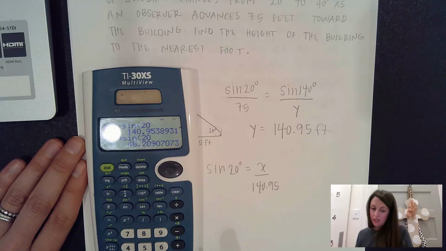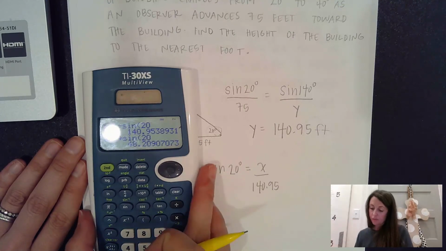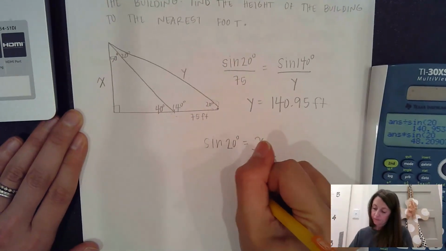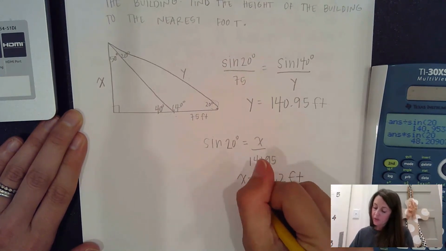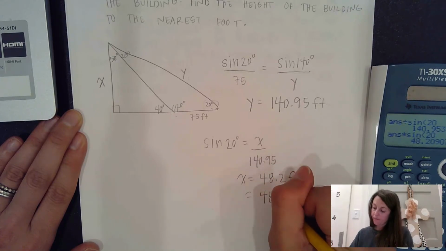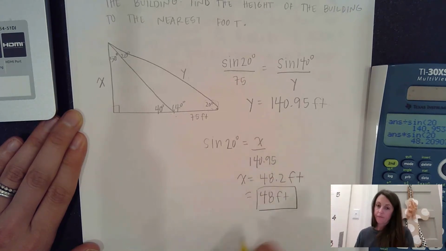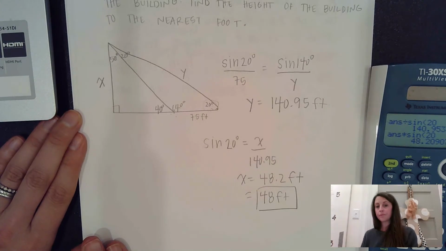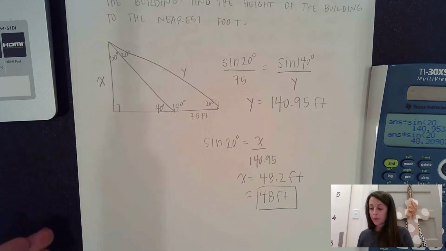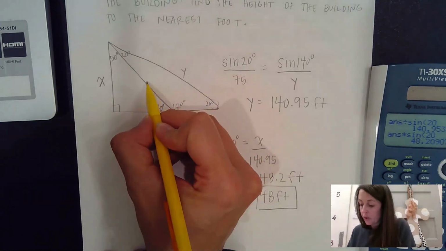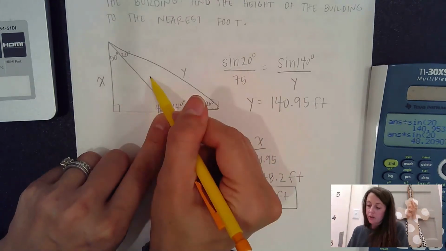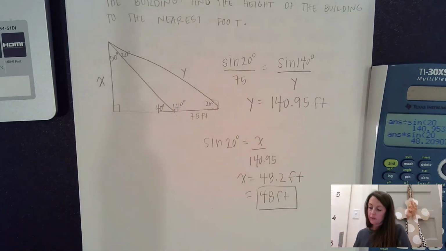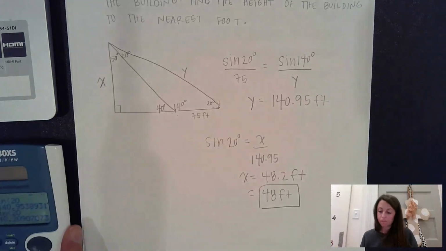So it's going to be 48.2. And it said to the nearest foot, so it's going to be 48 feet. There's different ways to go about this one as well. You could have found this side here and then use this triangle to find it. So however you want to go through it and work through it.